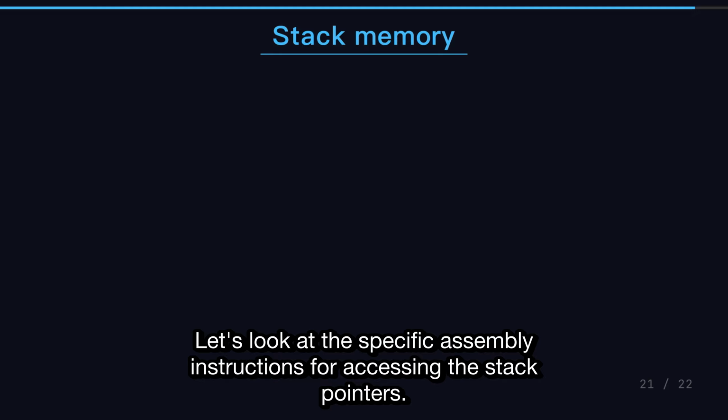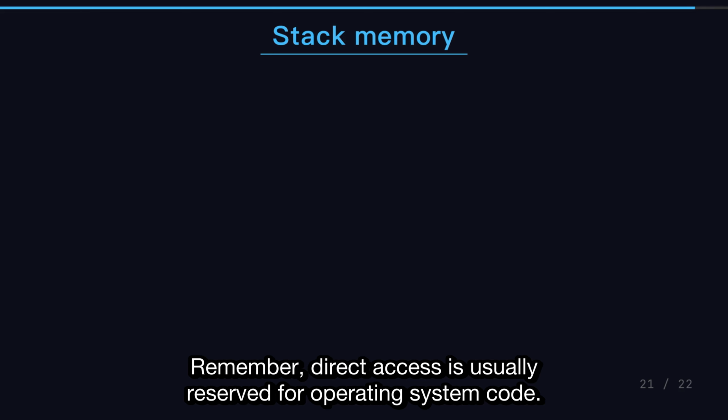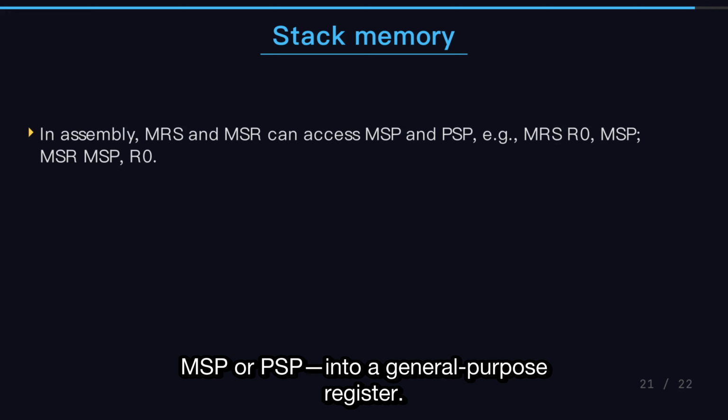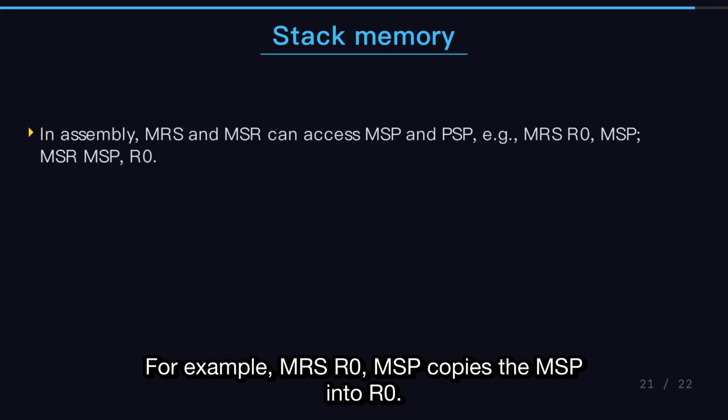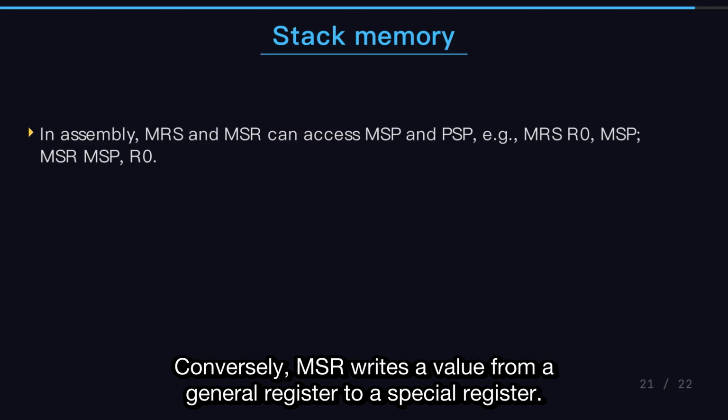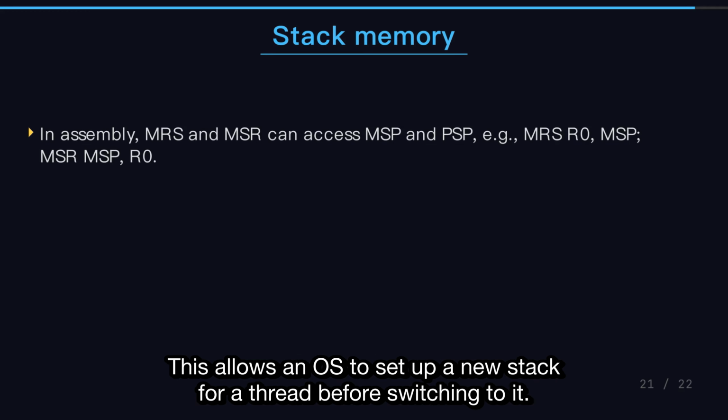Let's look at the specific assembly instructions for accessing the stack pointers. Remember, direct access is usually reserved for operating system code. The MRS instruction reads a special register, in this case MSP or PSP, into a general-purpose register. For example, MRS R0, MSP copies the MSP into R0. Conversely, MSR writes a value from a general register to a special register. This allows an OS to set up a new stack for a thread before switching to it.